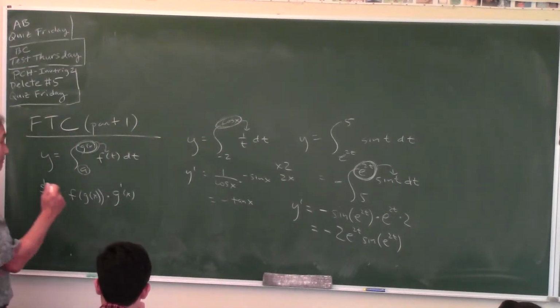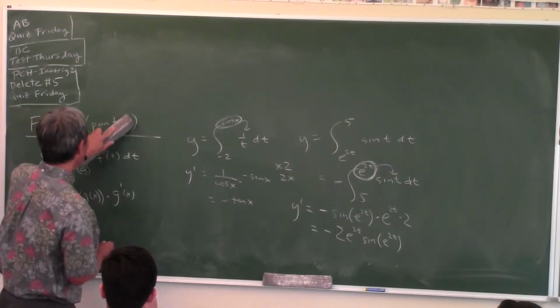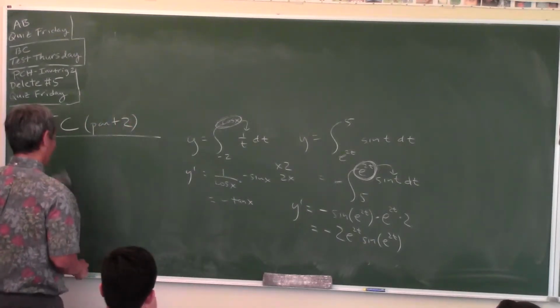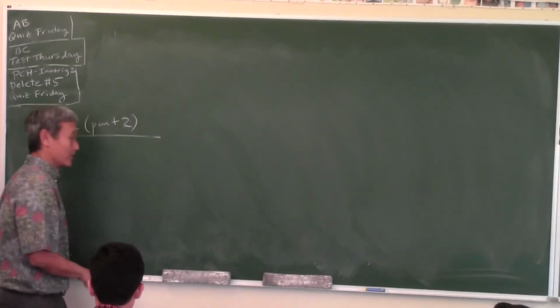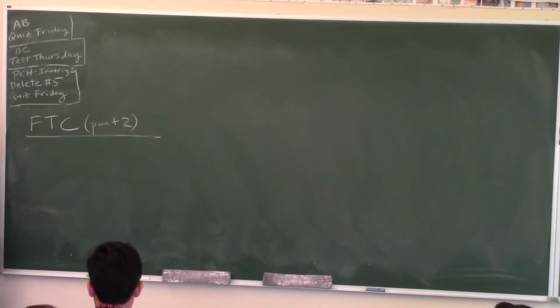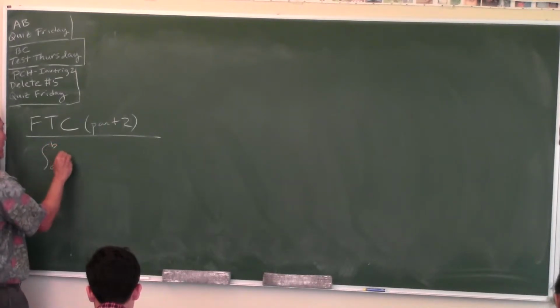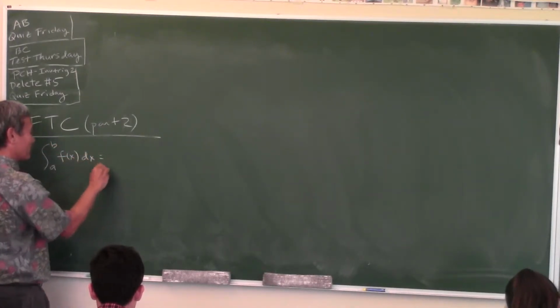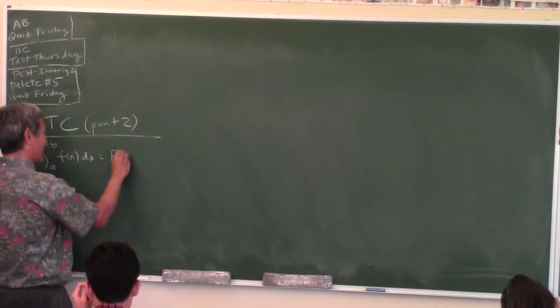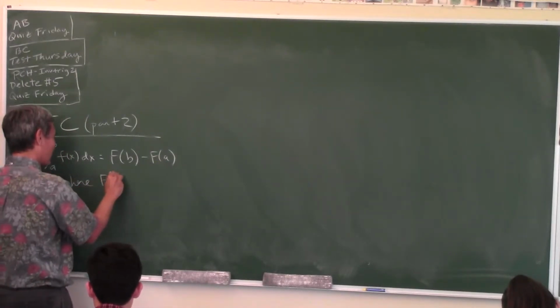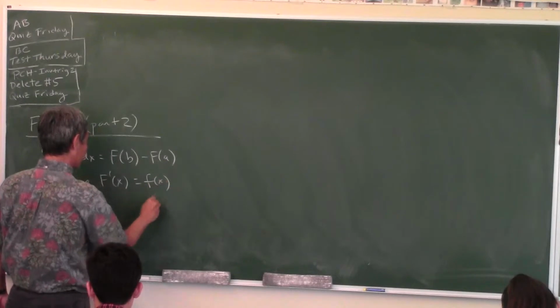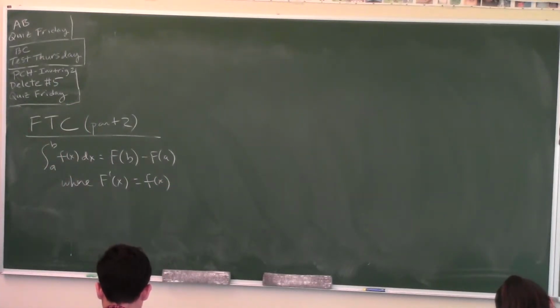All right, now, here's the most important one though, the fundamental theorem of calculus part 2. I thought it was just part 1. No. The fundamental theorem of calculus part 2 allows us to actually compute integrals without having to use your calculator. So, the integral from a to b of f of x dx. To compute this integral, all you have to do is capital F of b minus capital F of a, where capital F prime is equal to f of x.